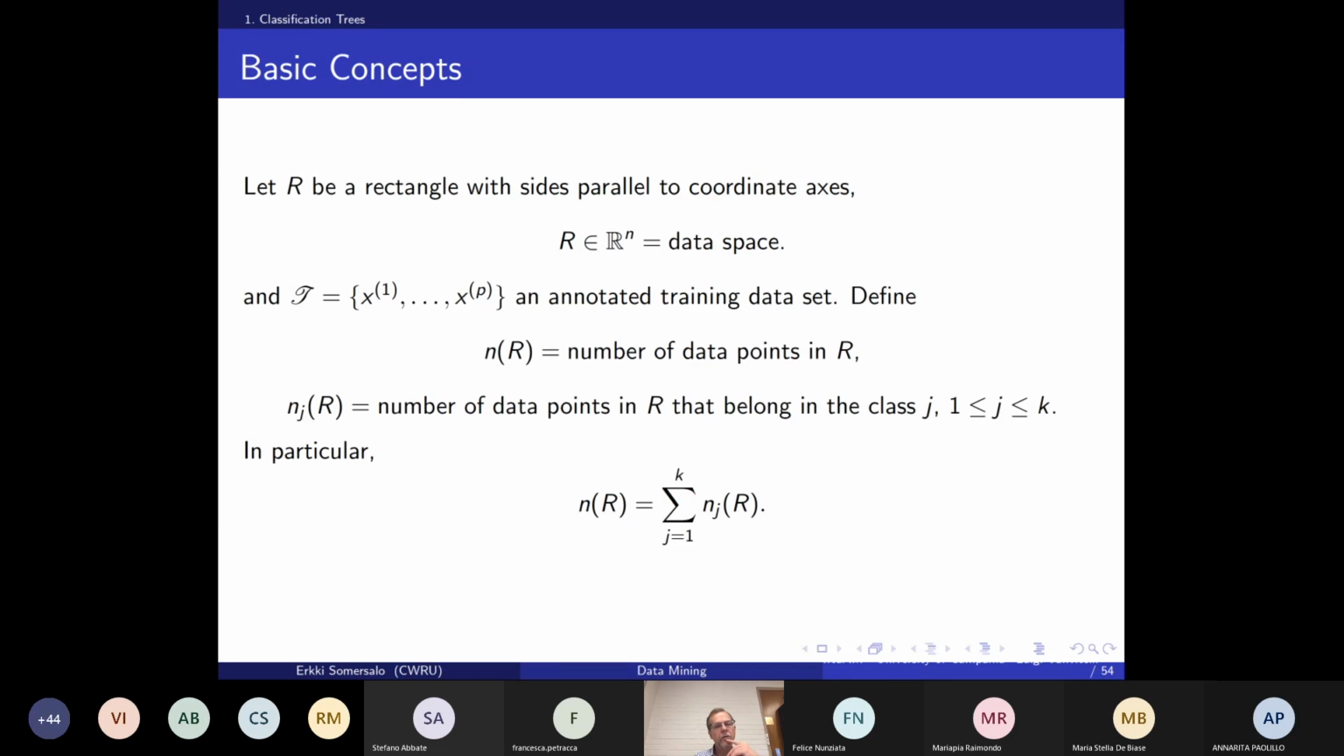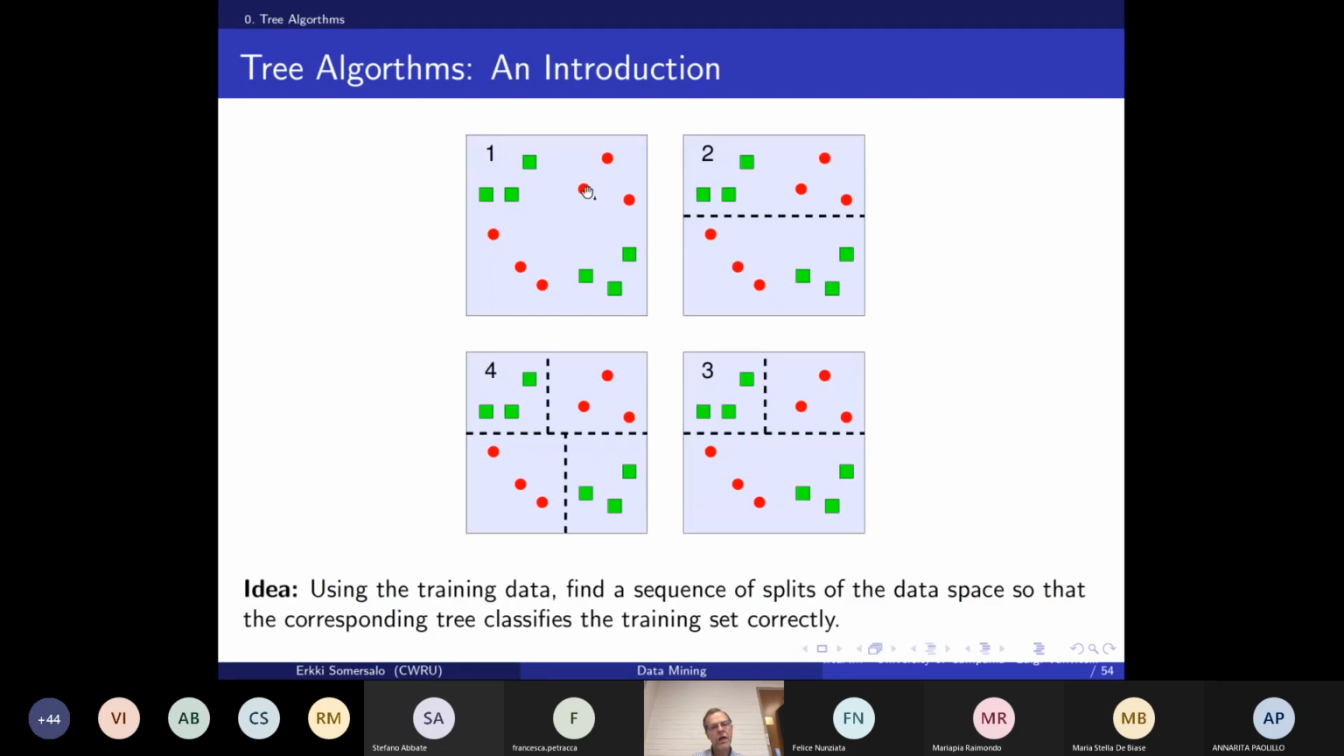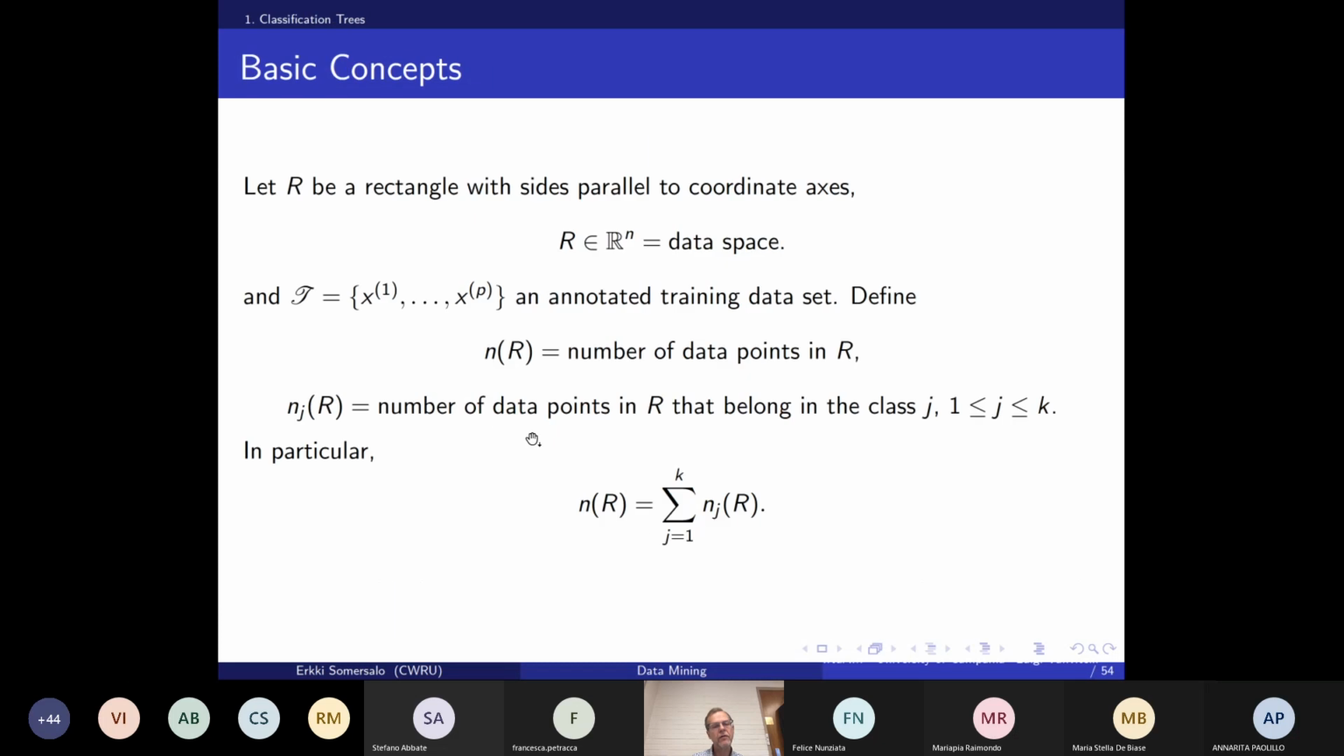Okay, so therefore we need to define something which is related to the purity of the rectangle. So let's look at the first rectangle. This first rectangle is not pure because there are lots of both types of data points. Whereas if you look at the rectangles in case 4, all these rectangles are pure in the sense that there's only one type of data in each rectangle. And so in order to quantify this, we need to define a concept of purity. And so let's see how we do that.